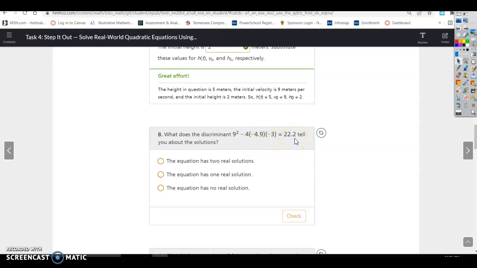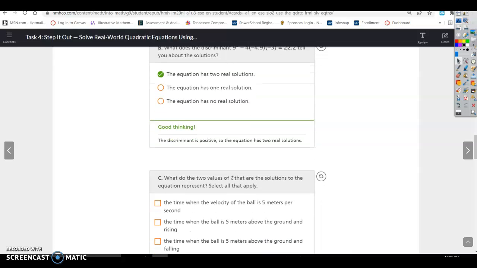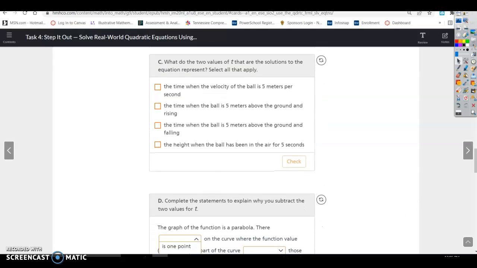So remember in the previous task, if the discriminant is positive or greater than 0, that means it has 2 real solutions. If that equals 0, it would be 1, and if it's negative, there would be no real solutions. So the fact that it's 22.2 tells us it has 2 real solutions.